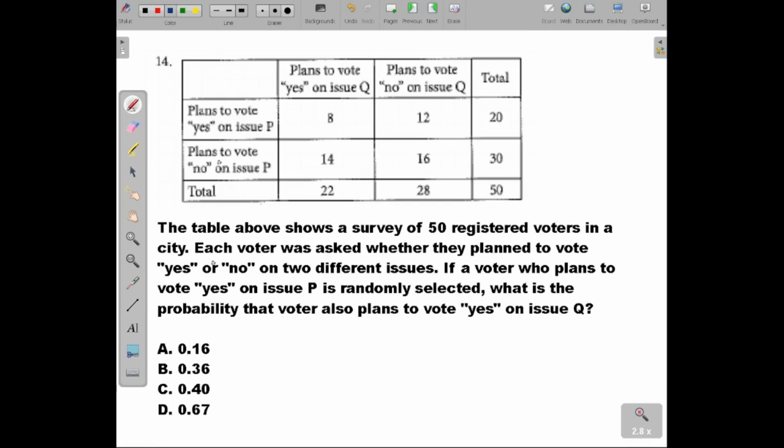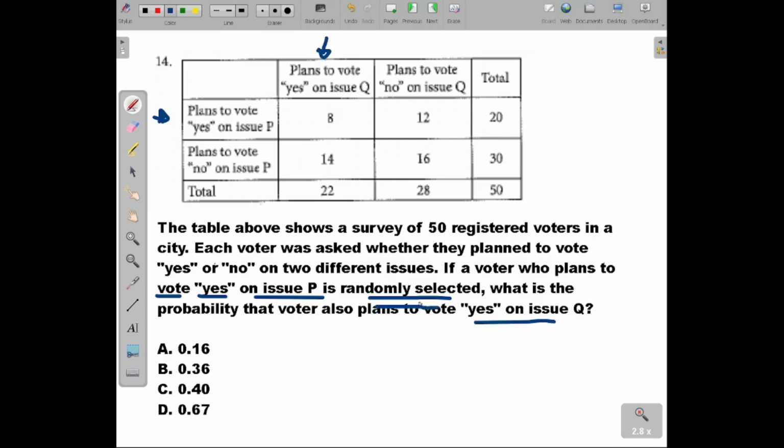Number 14. The table above shows a survey of 50 registered voters in a city. Each voter was asked whether they planned to vote yes or no on two different issues. If a voter who plans to vote yes on issue P, which is this row, is randomly selected, what is the probability that the voter also plans to vote yes on issue Q, which is this column?